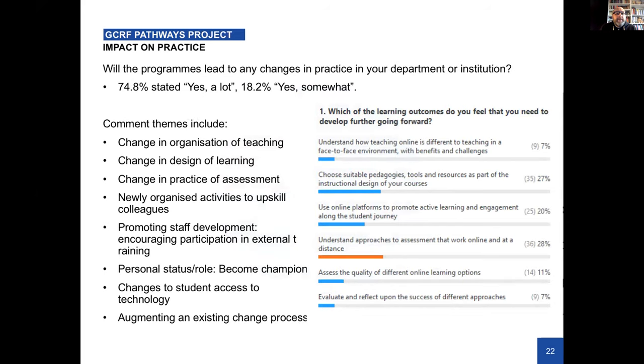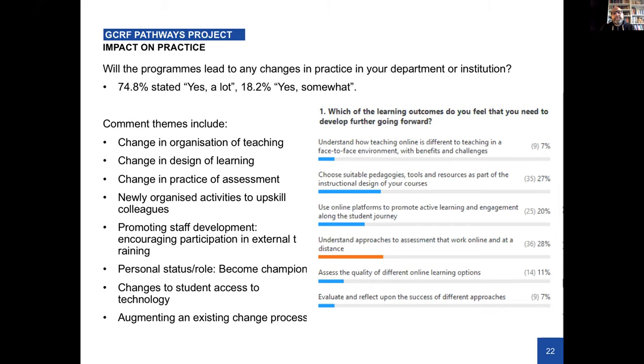We collected quite a lot of qualitative data. So what comes out of that in terms of the themes that people mentioned when they were talking about what the impact would be on their own institution. You've got things like a change in how teaching is organized or how learning is designed. There was also quite a lot of interest in assessment and how assessment would work online. And you can see on the right-hand side, it was the most common thing that people said they were interested in moving forward: to understand how assessment would work in a distance learning scenario.